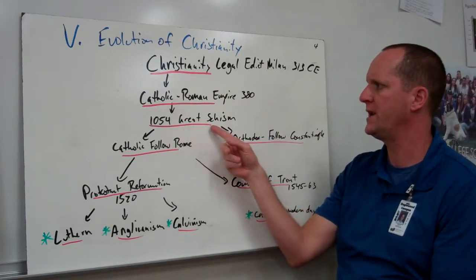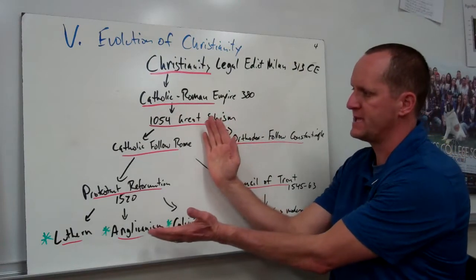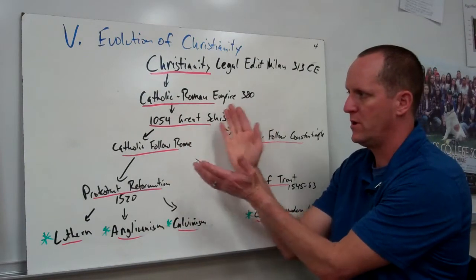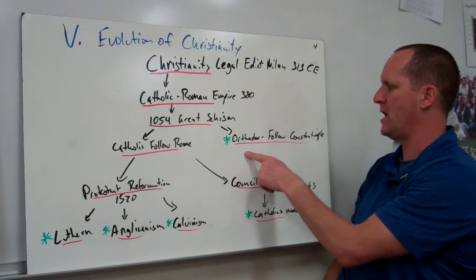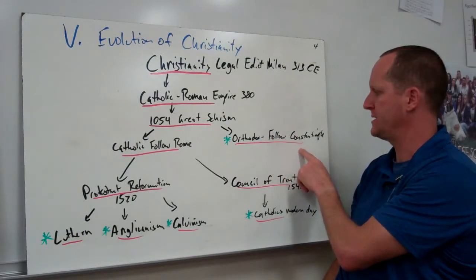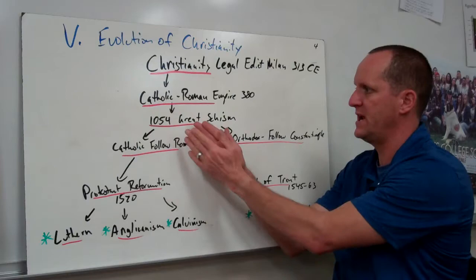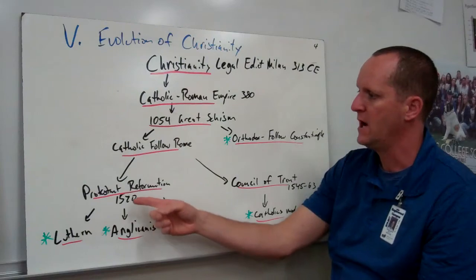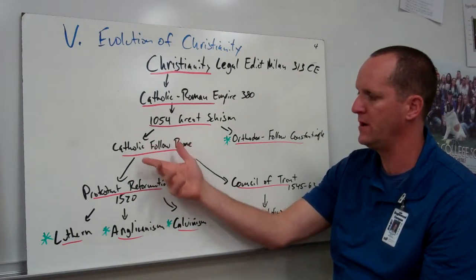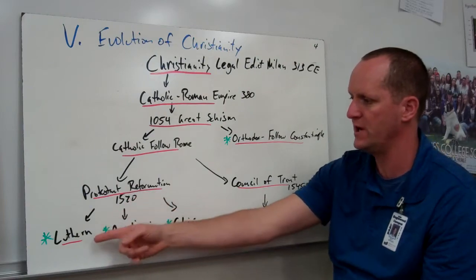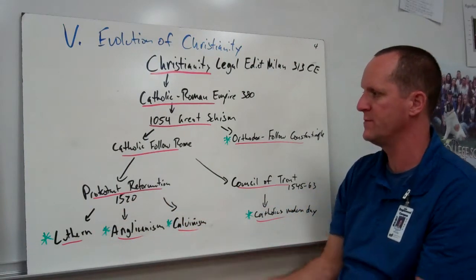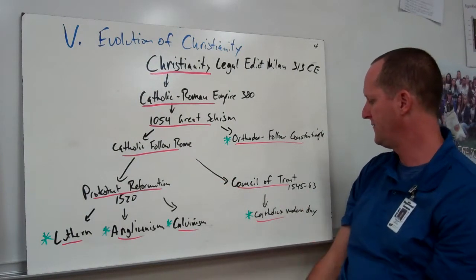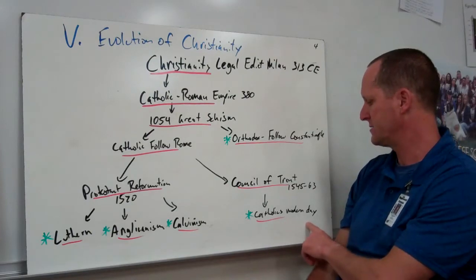Now in 1054 you had the Great Schism. So you had this aspect of Catholic believers that followed Rome and a pope from Rome, on this side. And then on this side you have Orthodox who follow a pope that actually lived in Constantinople. So in 1054 you had this Great Schism. So over on this side, the western side, you had the Catholics who followed in Rome, and then of course you had the Protestant Reformation in 1520, Lutherans, Anglican Church, Calvinism, but you also had the Catholics that reformed under the Council of Trent, 1545 to 63, Catholics of modern day.